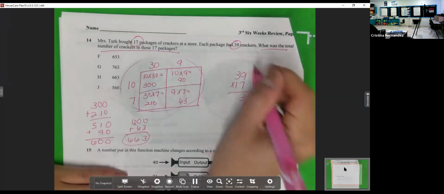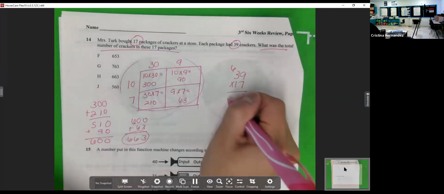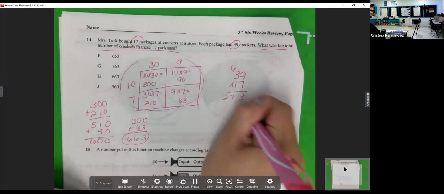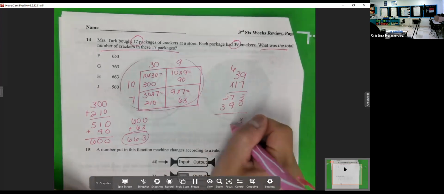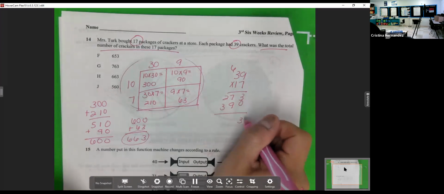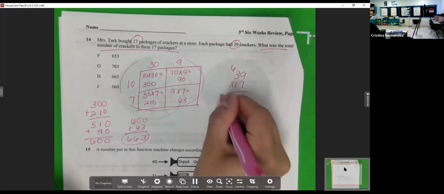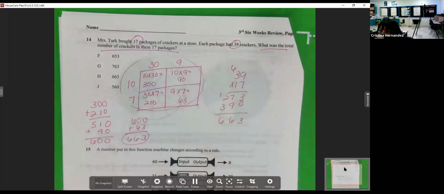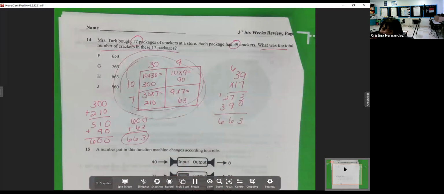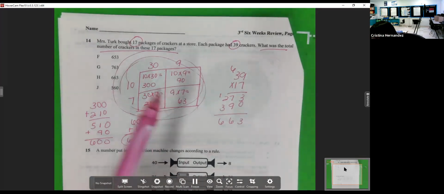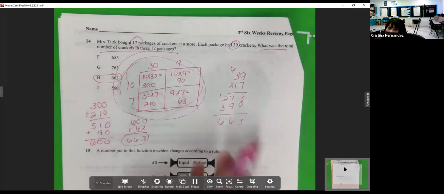So 3 times 7, 21, what is that? 27. 6. Same thing. Either way is going to get you the right answer, but a lot of y'all I know are probably comfortable with this still. Remember, I told you, as long as you can get me the answer, I don't care which way you get it.